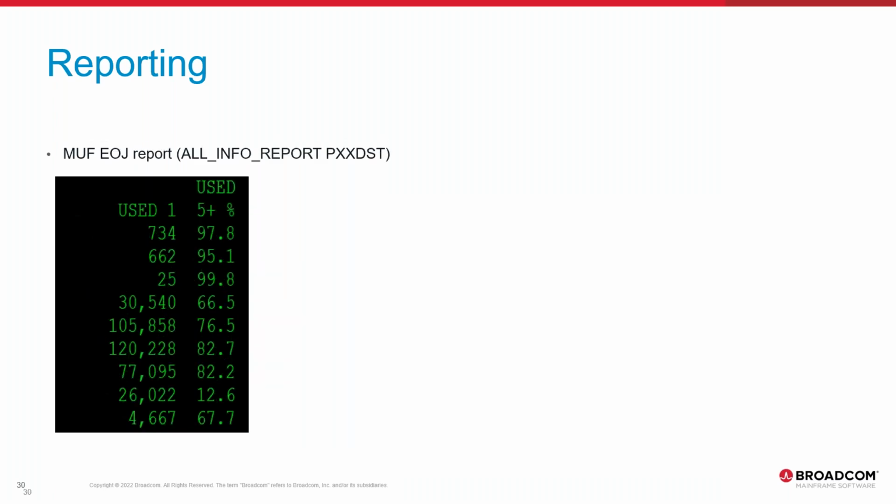Let's continue. We're talking about a report right now, the EOJ report or the all info report, and it didn't have a lot of space. So what we did is we tell you use 1, which is a really important number, and then we tell you what use 5 percentage is. So it's not the raw number, which would have taken a lot of space, but it's the percentage. So we can see that in this first area, he got 97.8%, 5+.